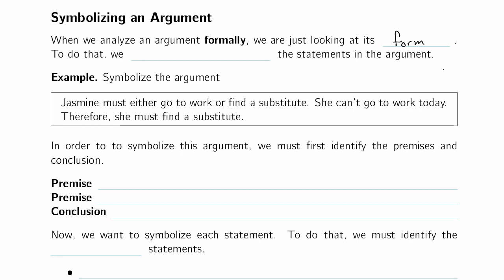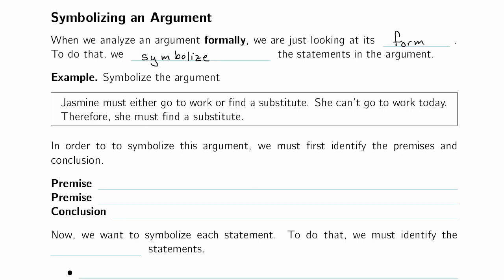To see the form of the argument, we want to write the argument symbolically. So we want to symbolize all of the statements in the argument. So here's an example argument that we would like to symbolize. Jasmine must either go to work or find a substitute. She can't go to work today, therefore she must find a substitute.